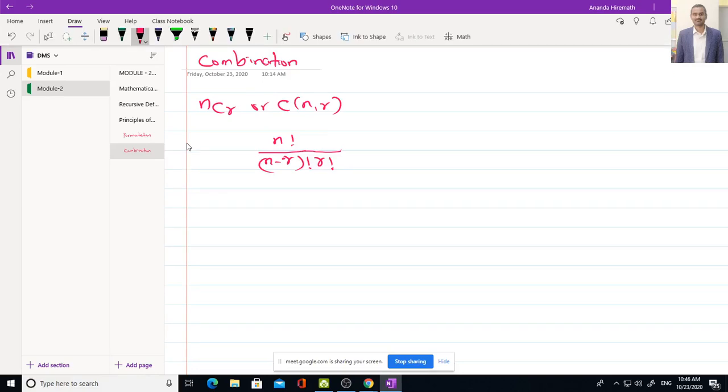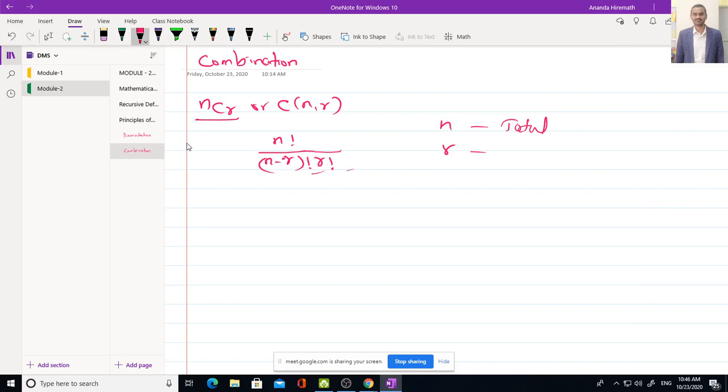Now I am going to explain combinations. The formula or the notation for combination is nCr or C of n comma r, where n is the total number of objects and r is how many objects are selected at a time. So the formula is given by n factorial divided by (n minus r) factorial into r factorial.